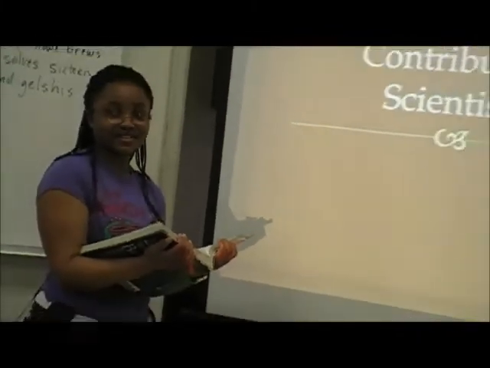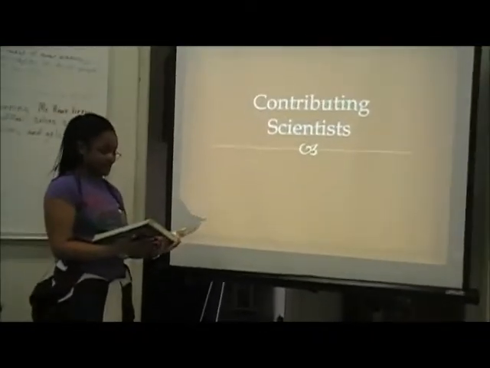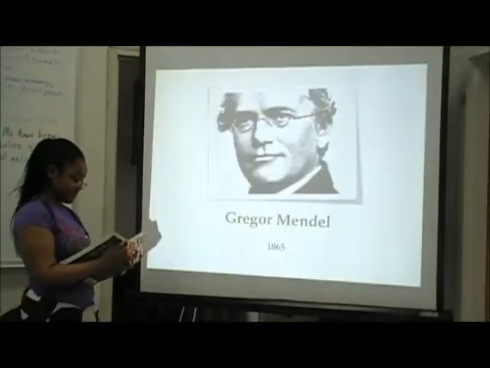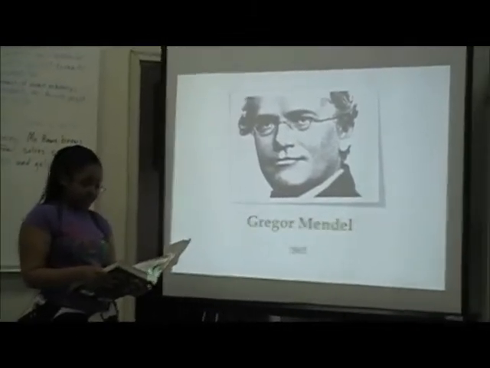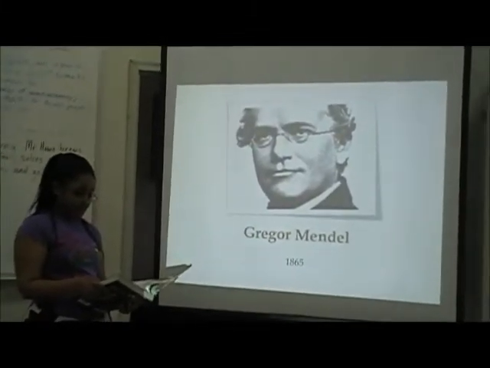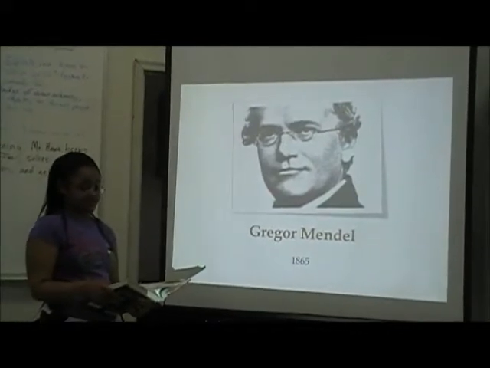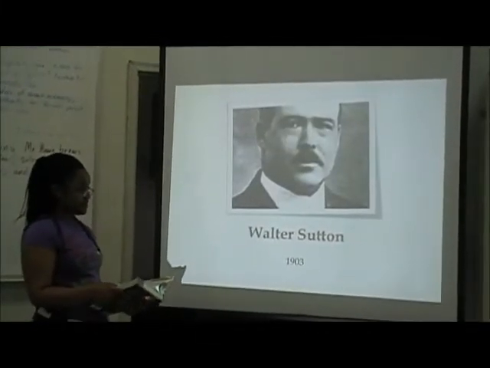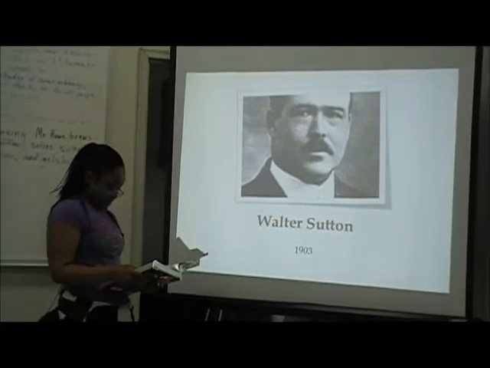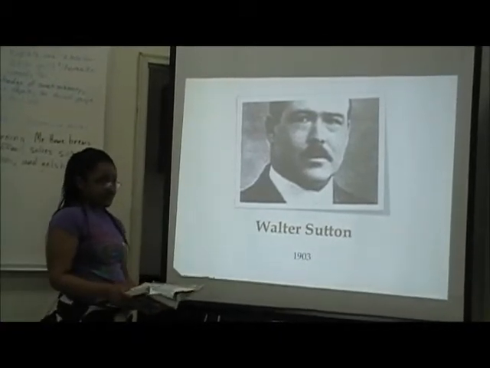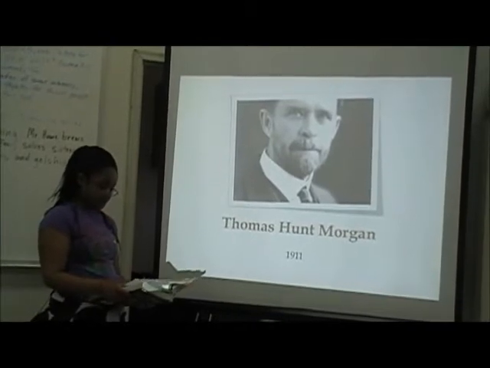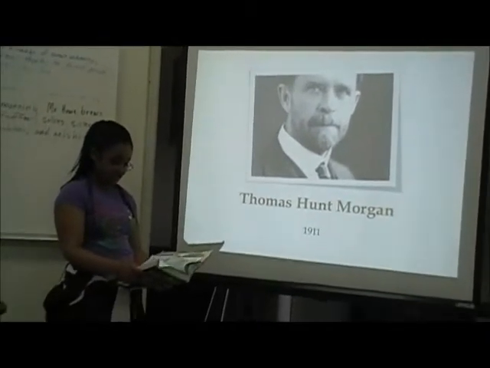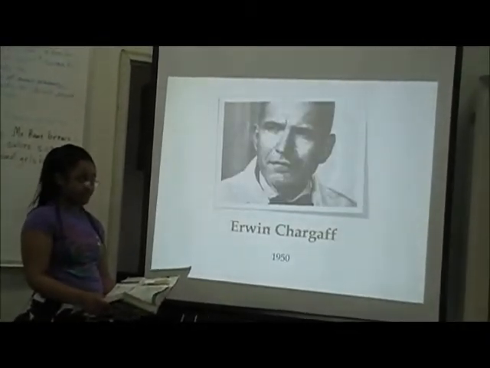Well, we were talking about the contributing sciences, and the first one was Gregor Mendel. He discovered that the characteristics of pea plants are passed along in a predictable way. His discovery begins the science of genetics. The next scientist is Walter Sutton. He showed that chromosomes carry the cell's unit of inheritance. Thomas Hunt Morgan demonstrated that genes are arranged in linear fashion on the chromosomes of the fruit fly.